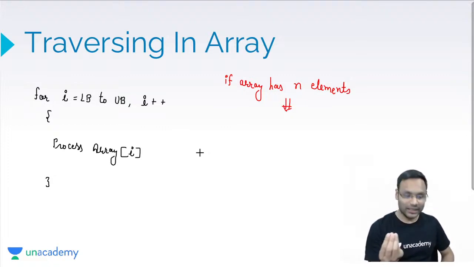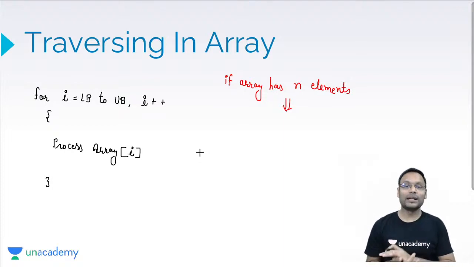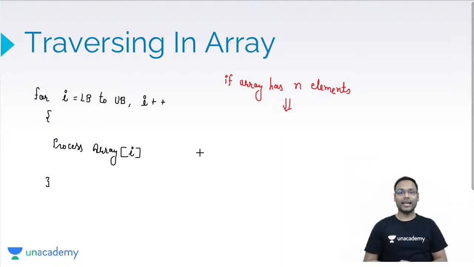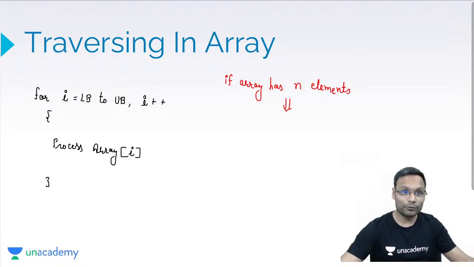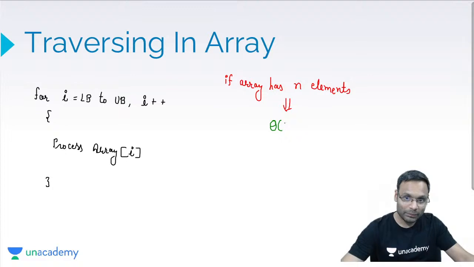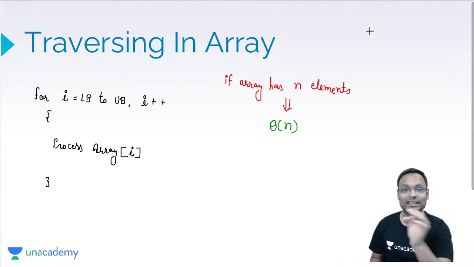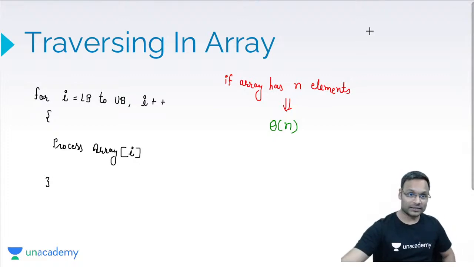You tell me is that which particular asymptotic n? And the answer for this question is theta of n. You don't remember my last class, yesterday's class? Now listen, why theta of n? Look at this. This particular loop will run n times.